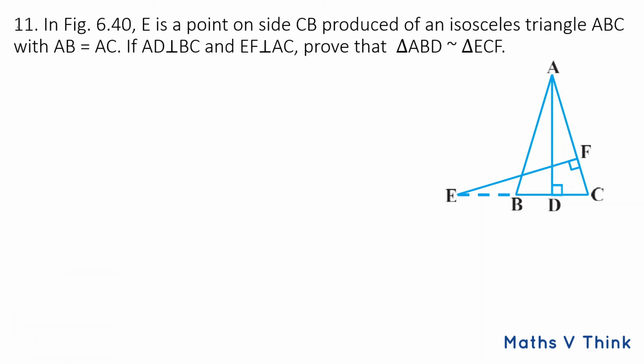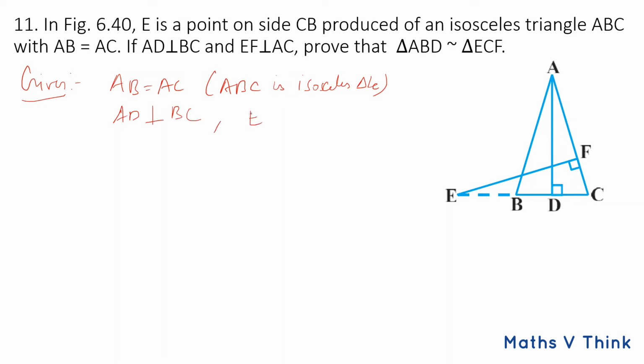First we'll write given. They gave AB is equal to AC. Why? Because ABC is an isosceles triangle, and they gave AD is perpendicular to BC and EF is perpendicular to AC. Now to prove, triangle ABD is similar to triangle ECF.